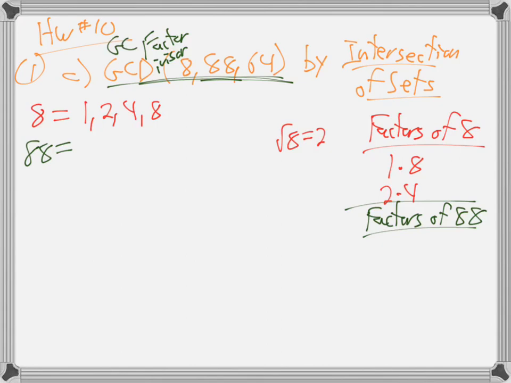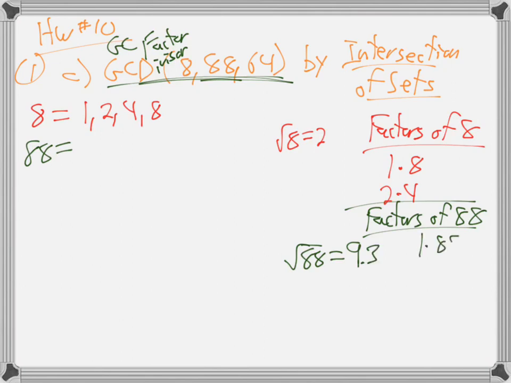I got all the numbers, all the divisors of 8. Now 88. So go over on the side, find all the divisors of 88. So that means you take the square root of 88. I have no idea. What's the square root of 88? 9 something. Okay, 9 something. So that means it's about 9.3. So we only need to check up to 9.